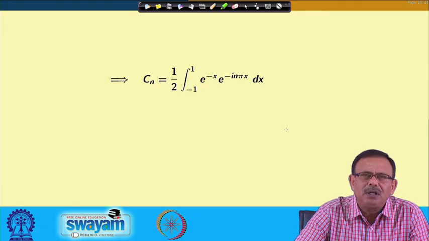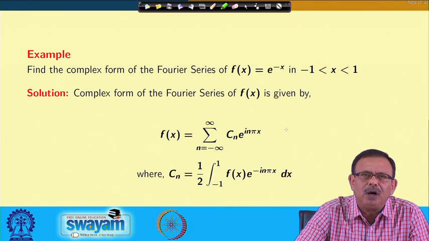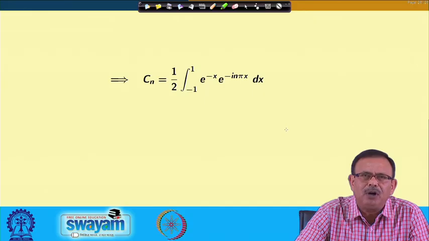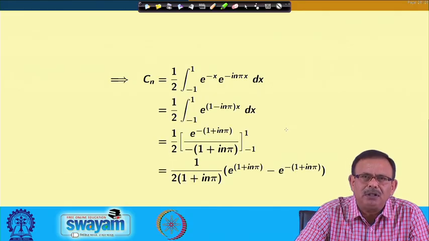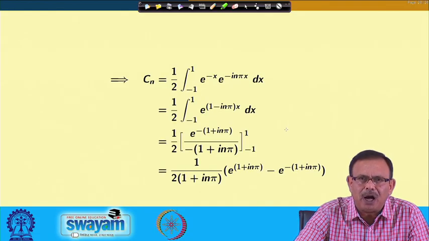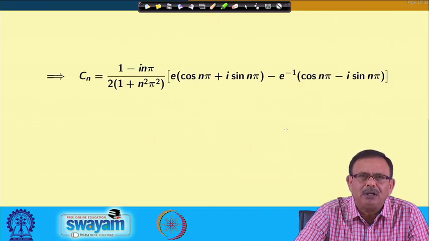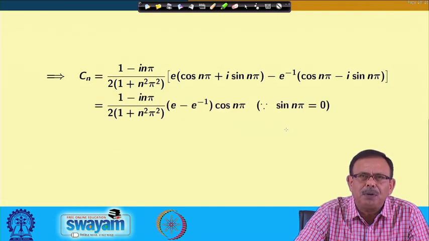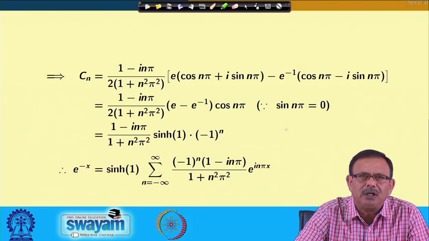Now we try to evaluate this. I am substituting the value of f(x) as e^(−x) in the earlier expression, and I will obtain this. Then I integrate. After integration, we are simply simplifying the values. In this, e power values are coming. I can take the e out, and e^(i n π) and e^(−i n π) I can write in terms of cos n π and sin n π using the formula. Now sin n π is 0, therefore I will obtain this, and cos n π equals (−1)^n, and e minus e^(−1) can be represented as a hyperbolic sine function. So I obtain the result as this.